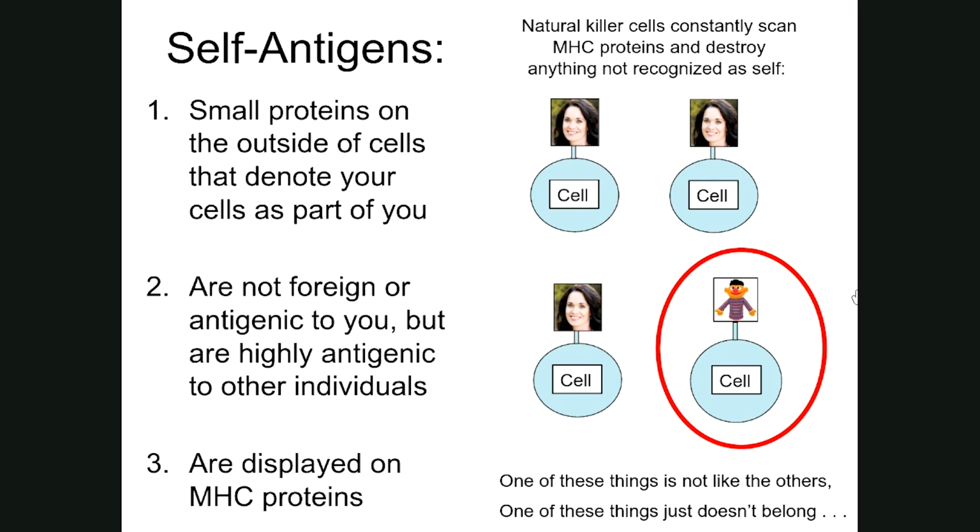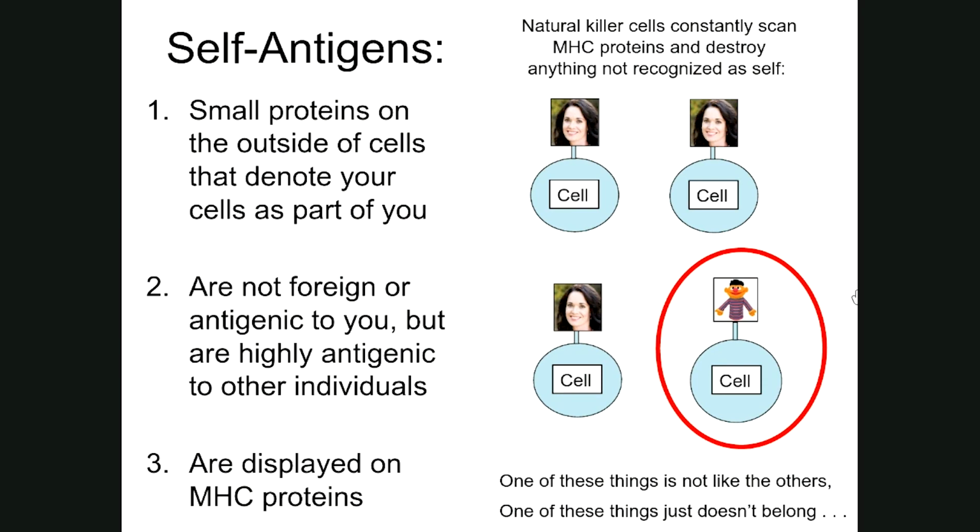So one of the things that we have functioning in the adaptive system are what are known as self-antigens. And they are going to help the adaptive system recognize what's you from what's something else that may be in the body, a streptococcus bacterium, some other cell that actually is foreign and shouldn't be there. So here's a little bit about self-antigens. They are just small proteins that are on the outside of your cells that denote your cells as a part of you. So all of us have these little proteins.